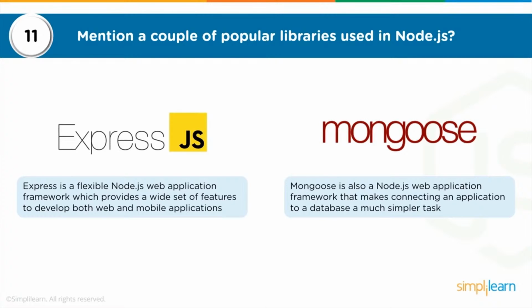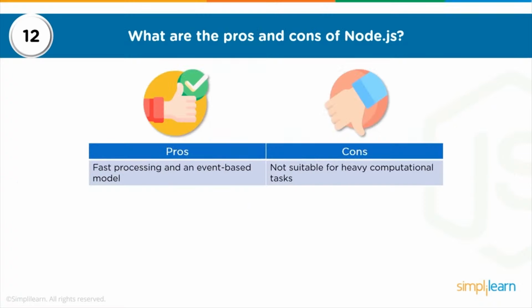So, what are the pros and cons of working with Node.js? There are lots of ways, as we explained earlier, that you can build applications that run on the cloud. A pro is that Node.js is extremely fast at processing an event-based model. It really is fast. A con is if you have a very heavy computational task, it's not so good at that.